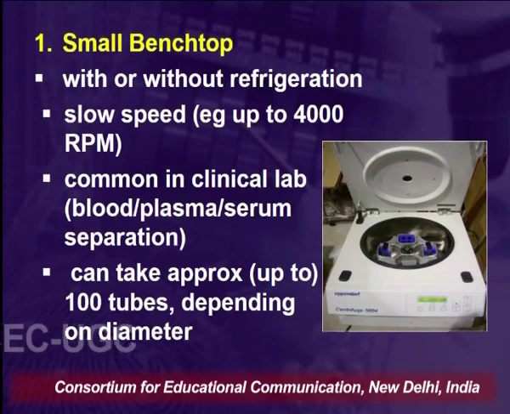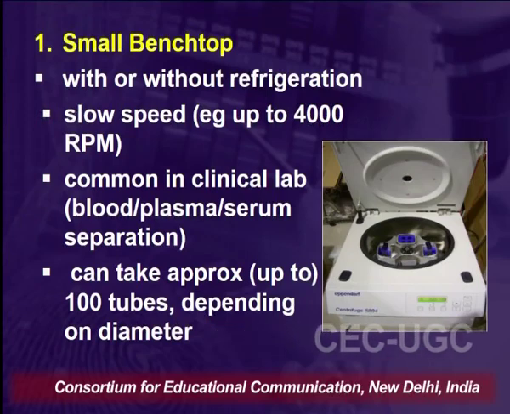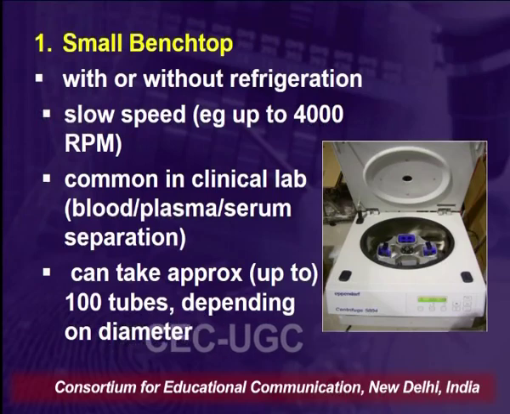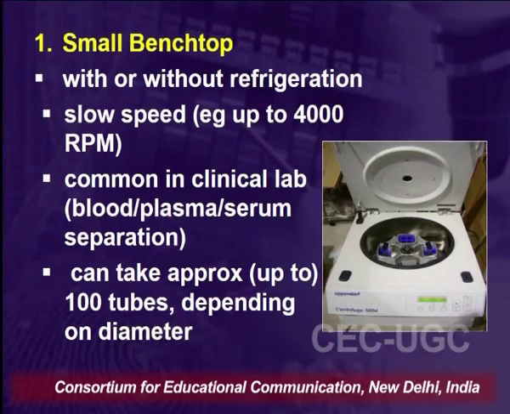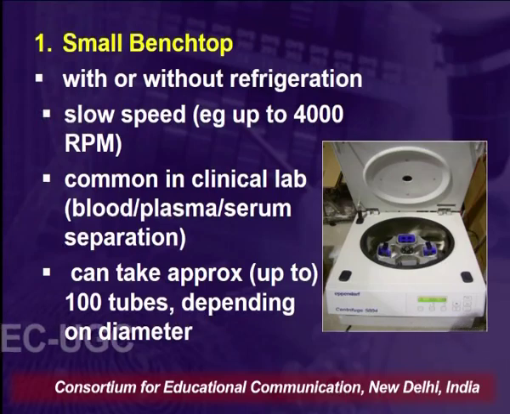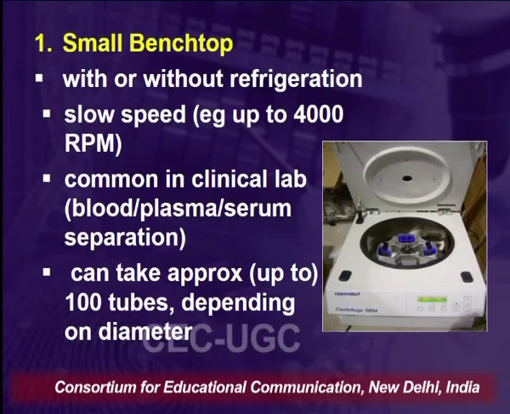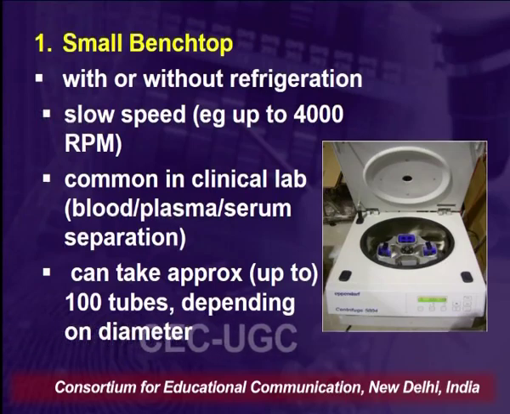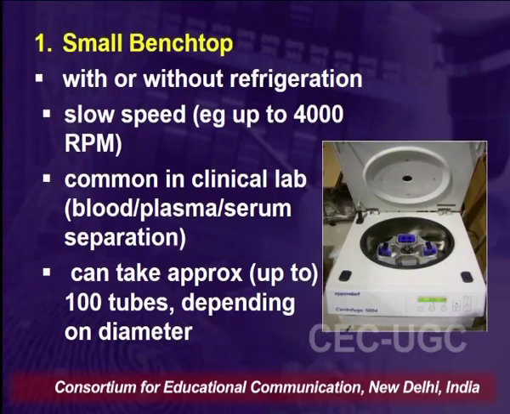It has slow speed, for example, up to only 4000 RPM. What is RPM? It is revolutions per minute. That means how many times the rotor is revolving around the motor in a minute. This type of setup is commonly available in clinical labs where we have to separate blood, plasma or serum. It can take up to around 100 tubes depending upon the diameter of a small benchtop type centrifuge.